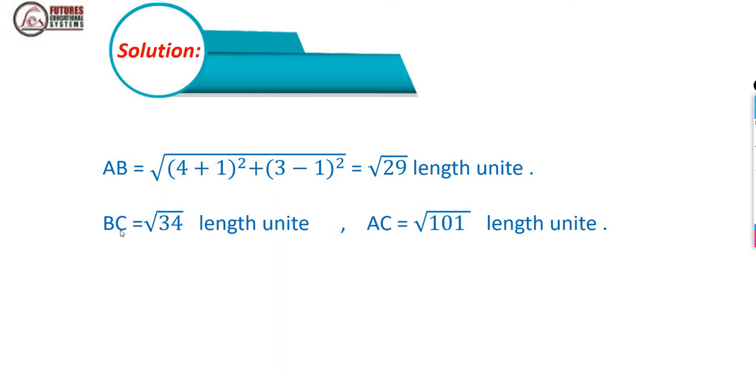The same way we get BC: the difference in x to the power 2 plus the difference in y to the power 2 gives square root 34. And following the same way, AC equals square root 101 length units.